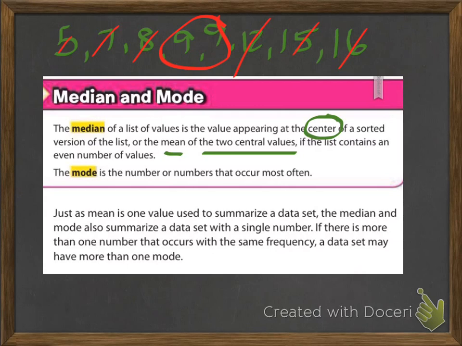All right, just as mean is one value used to summarize a data set, the median and mode also summarize a data set with a single number.